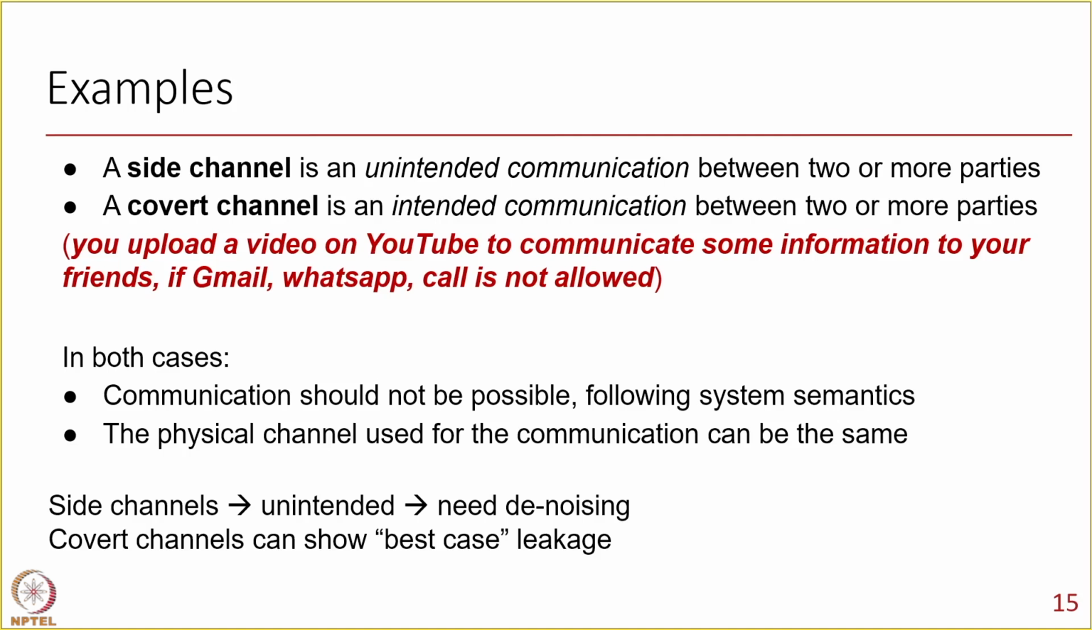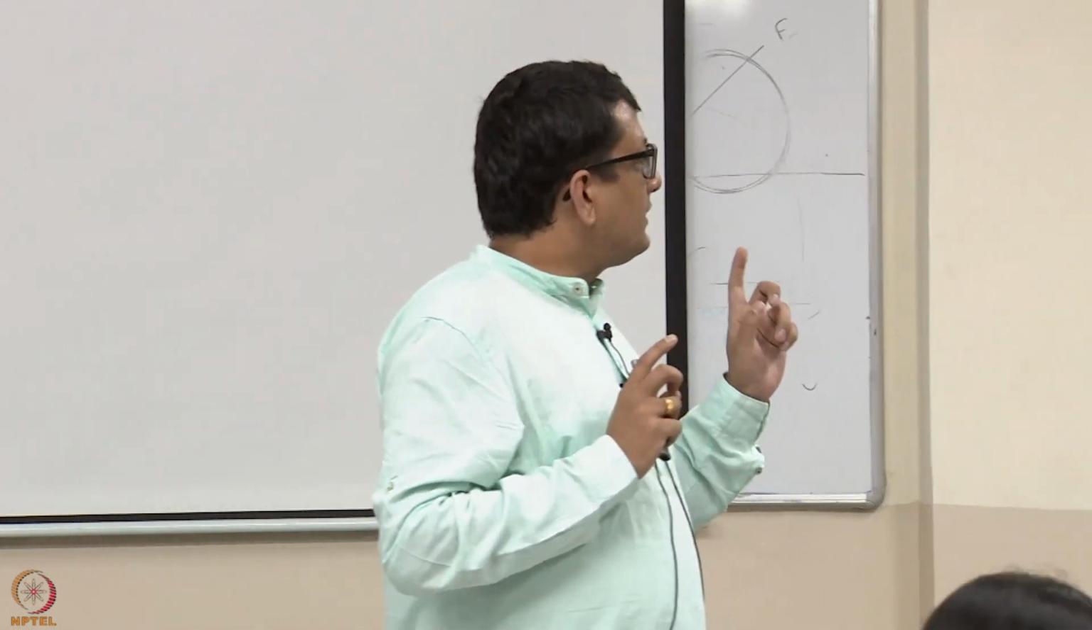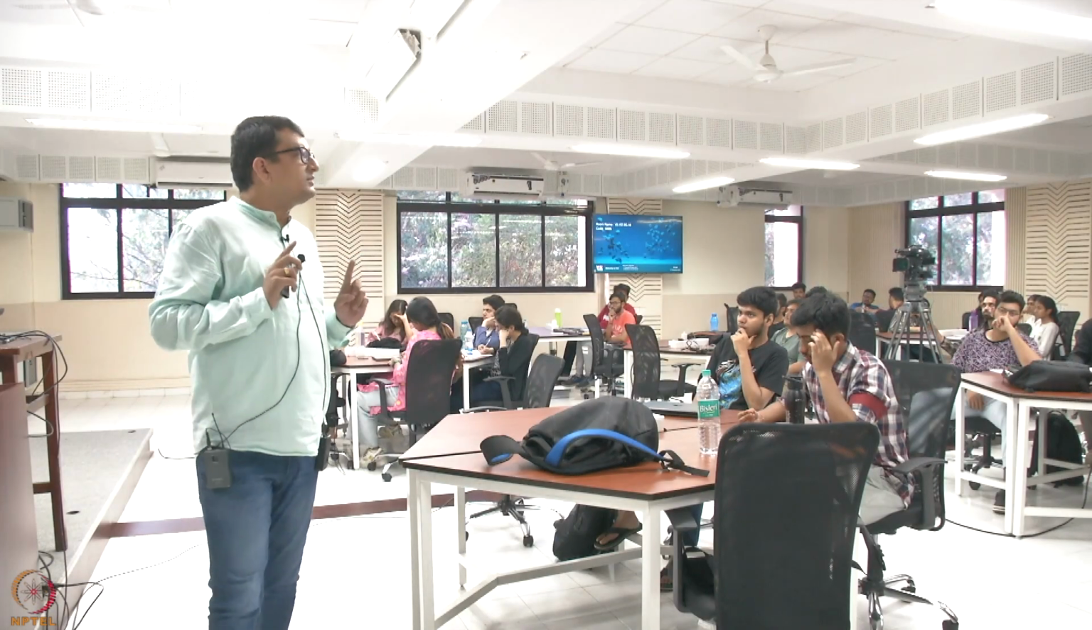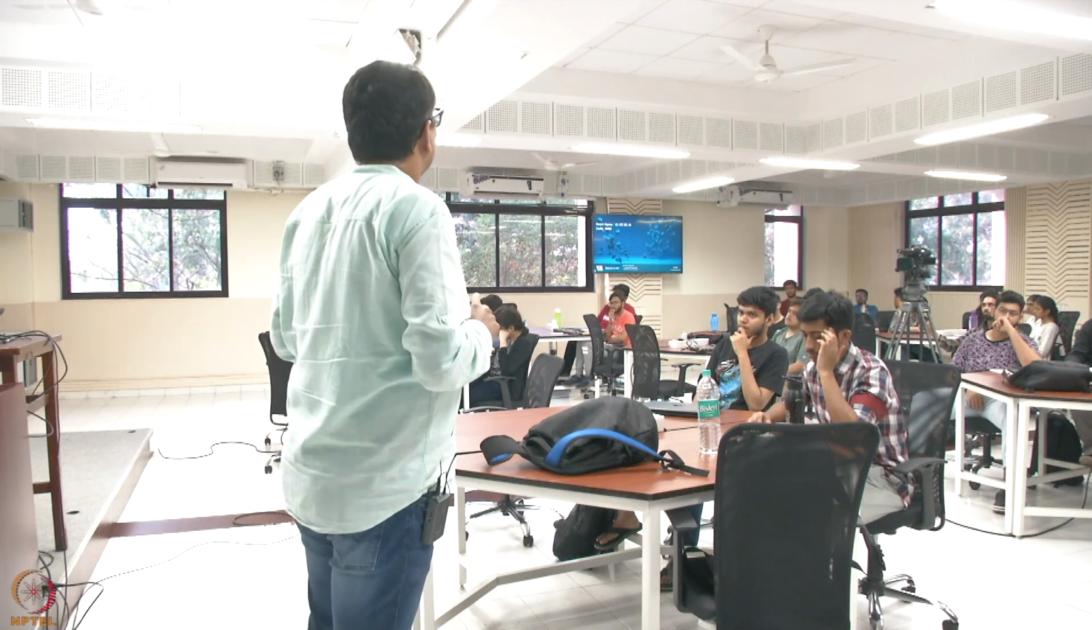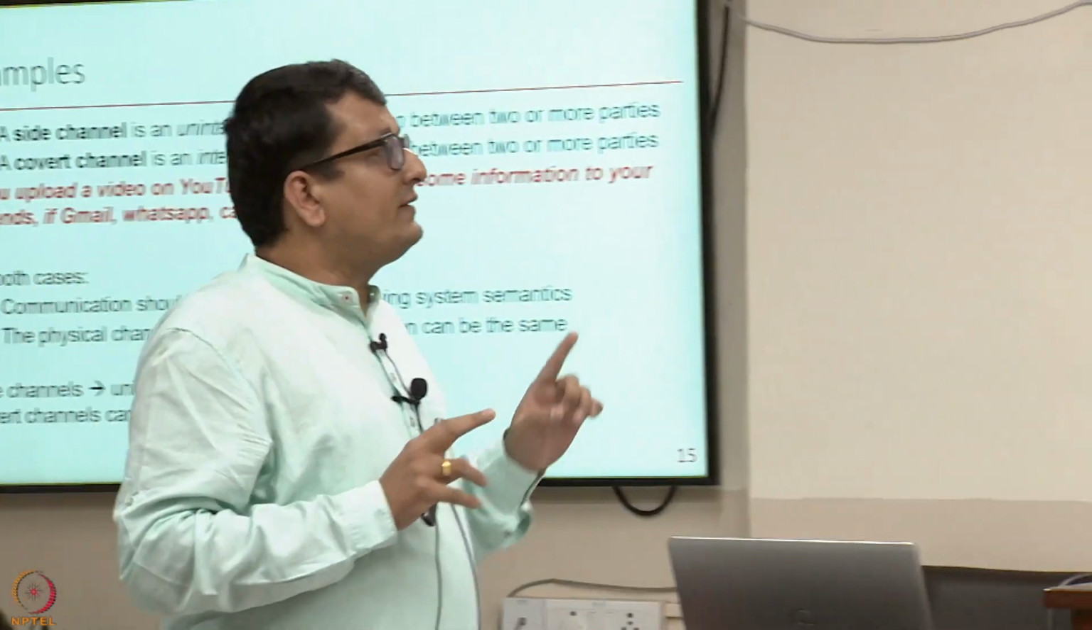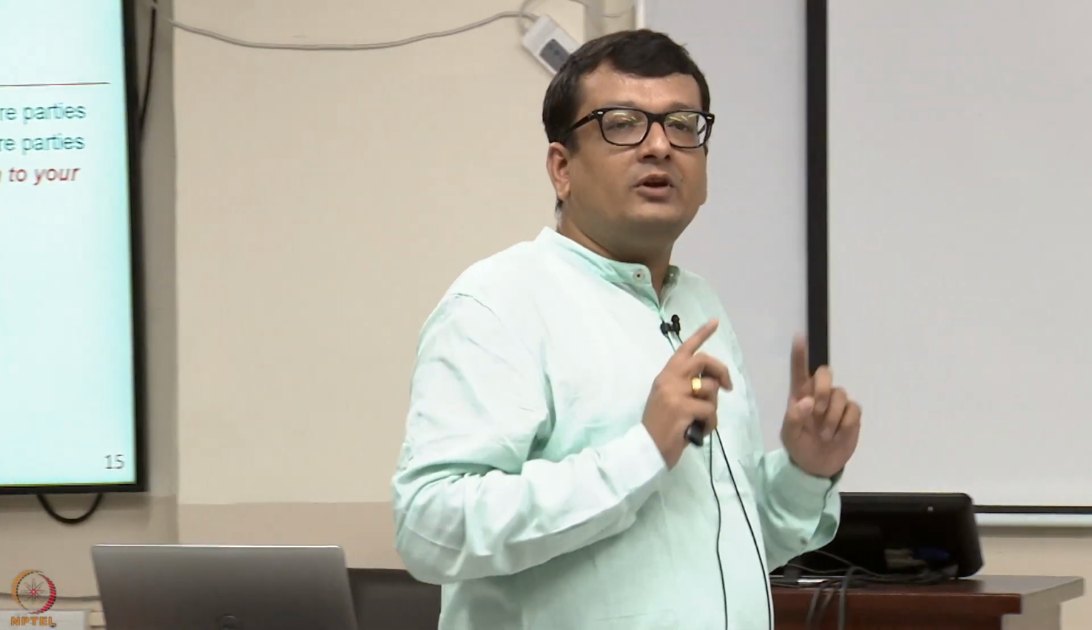If you look at the so-called definition, it says it's an intended communication between two or more parties. But the key here is that communication should not be possible. For example, let's say there are two applications running on your mobile phone. As per the system semantics, you have gone through the system security session, right? As per the OS, those two processes should not communicate, but still they are able to communicate, right? So it's a covert channel. But it's intended because both the parties know that they are communicating.